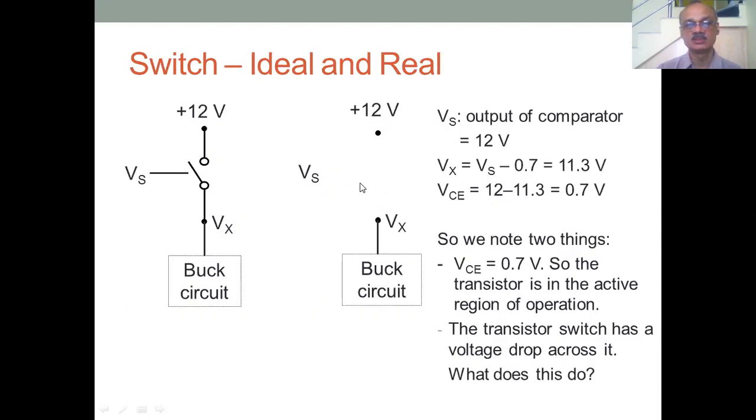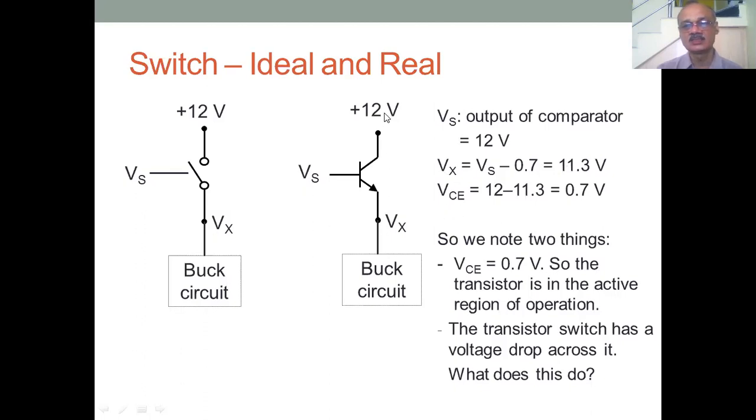So here is, again, the transistor. Let us look at the voltages. This Vs is the output of the comparator, so it is 12 volts. For the transistor to be on, the base-emitter voltage will be about 0.7 volts. So Vx is 11.3 volts.